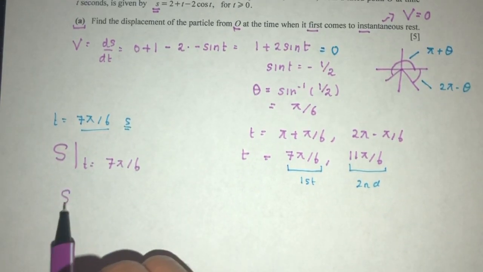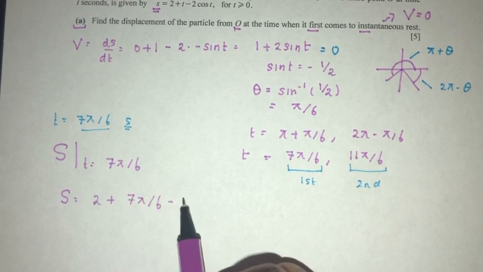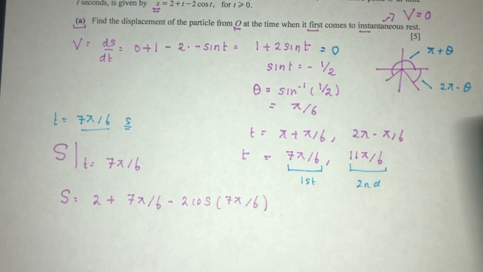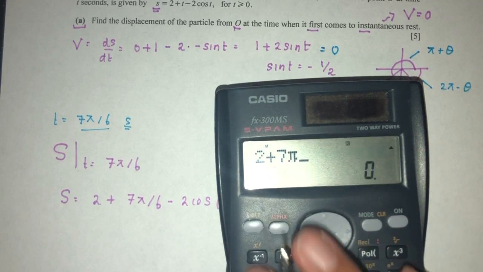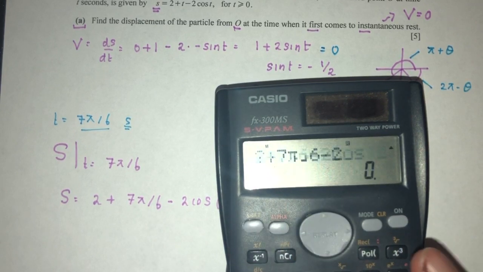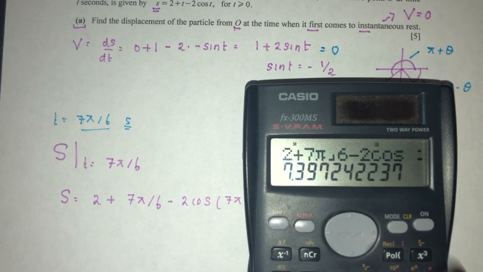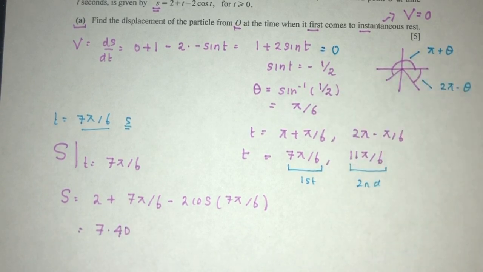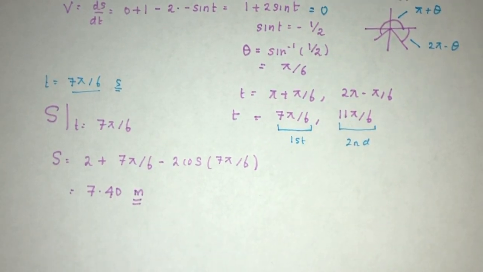So s is equal to 2 plus 7 pi over 6 minus 2 cos of 7 pi over 6. So let's find this. Use radians here. 2 plus 7 pi over 6 minus 2 cos 7 pi over 6 will be 7.40, correct to 3 significant figures. That will be the displacement in meters when it first comes to rest.